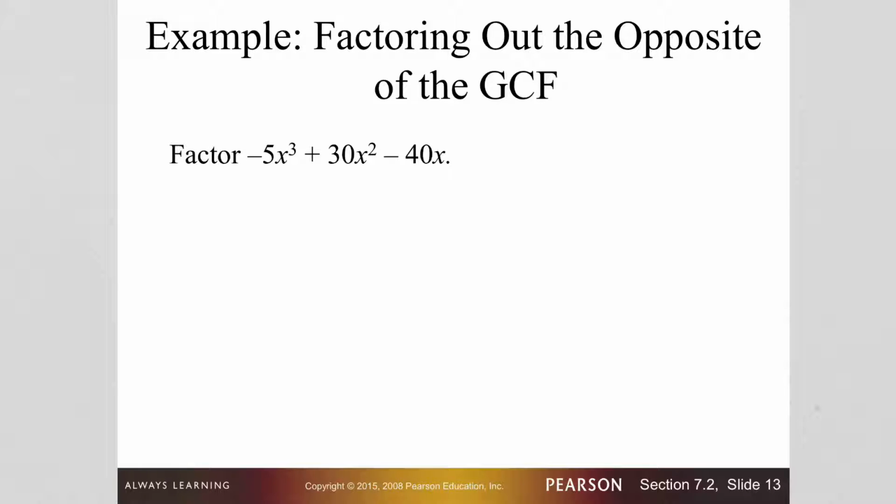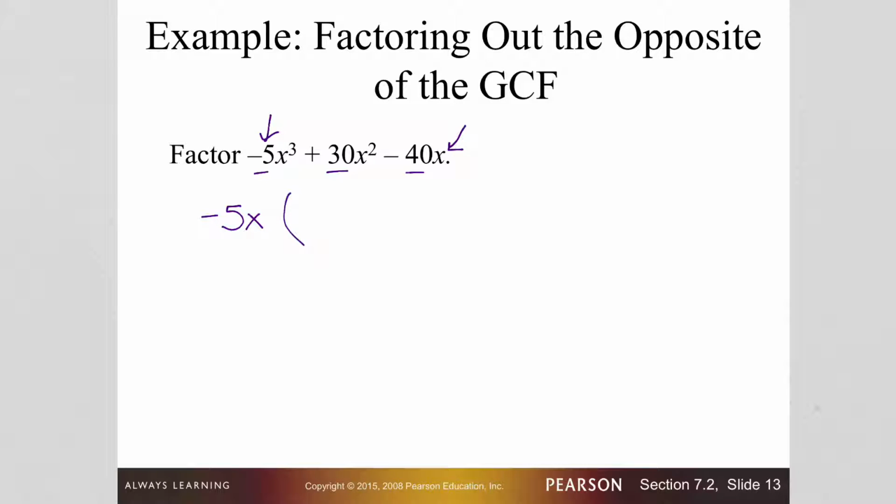So ask yourself, what do 5, 30, and negative 40 have in common? Well, we could factor out a 5. But because our leading coefficient is negative, I want to factor out a negative 5. So I factored out a negative 5. How many x's can I factor out? Because of this thing right here, I can only factor out one x.